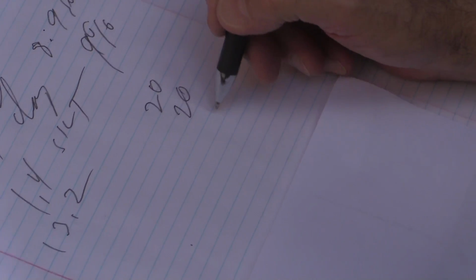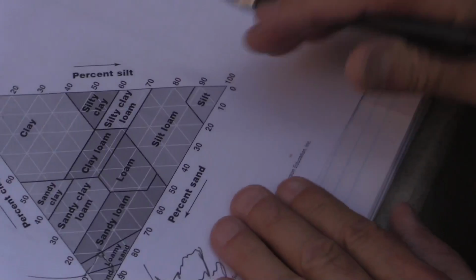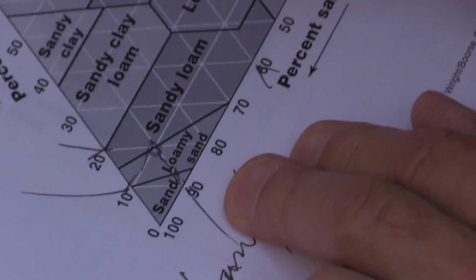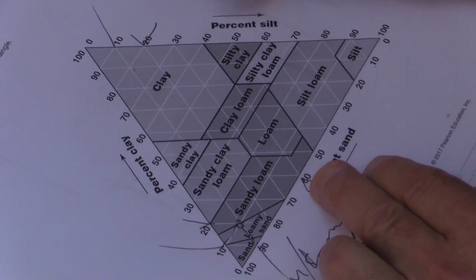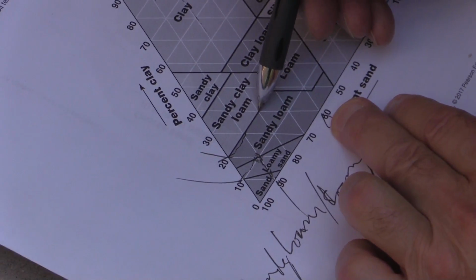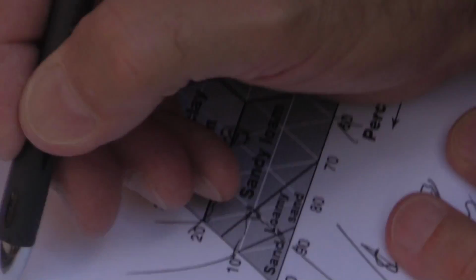We got 20% silt, 20% clay, and 60% sand. Is that how that works out? So we get our soil triangle out, and we go 20% clay and 60% sand and 20% silt, and let's start drawing the lines together towards each other. Sandy clay loam, sandy loam. Sample number 4 is going to be, say that again? It's right on the border between sandy clay loam and just sandy loam.